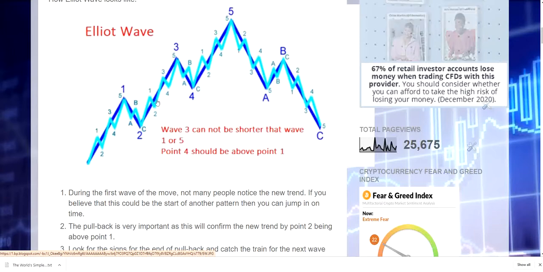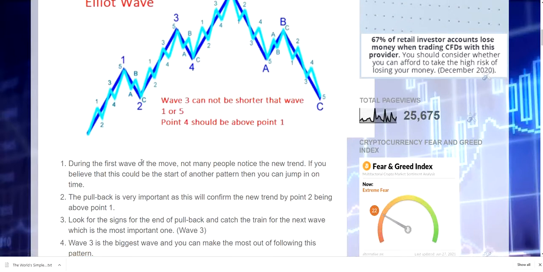We have wave 3, which is the longest wave. It can't be shorter than wave 1 or wave 5. And, for example, here, because we are in an uptrend, point 4 can't be lower than point 1. So these are some rules that you should bear in mind when looking for a pattern, for this pattern especially.